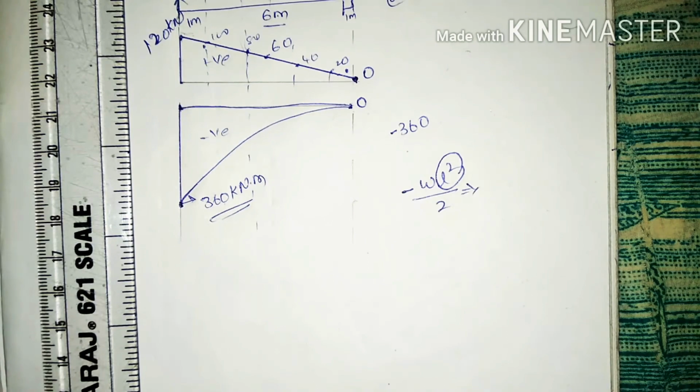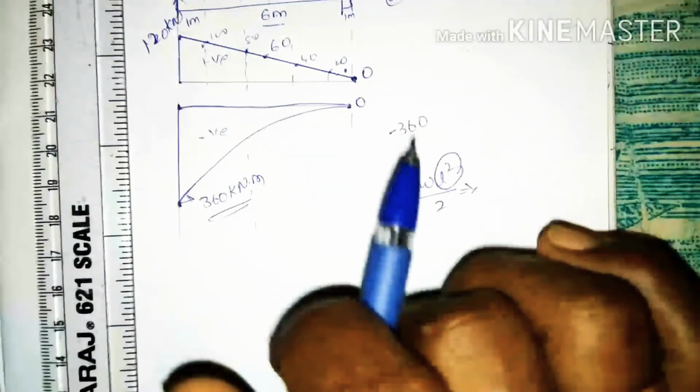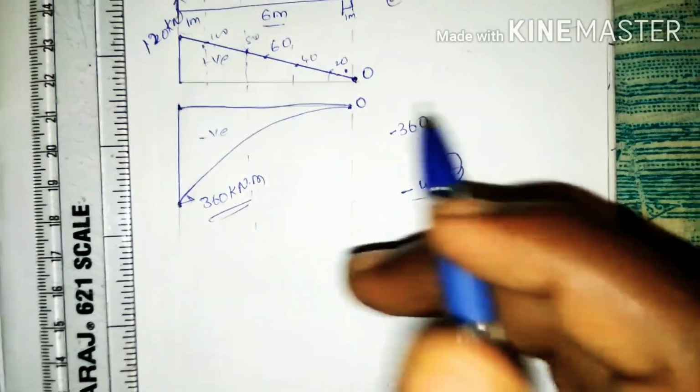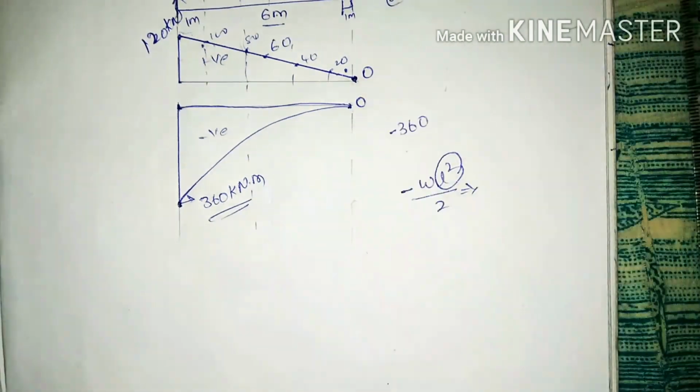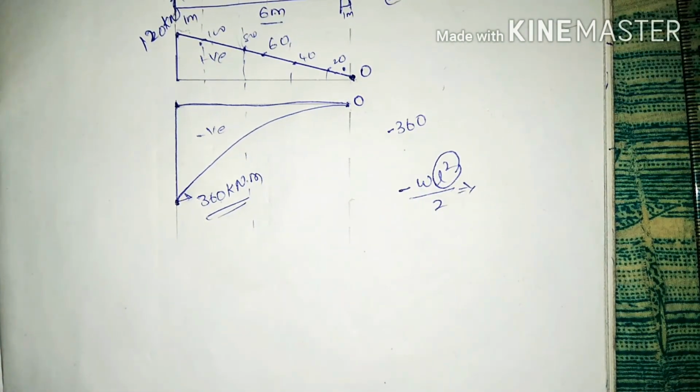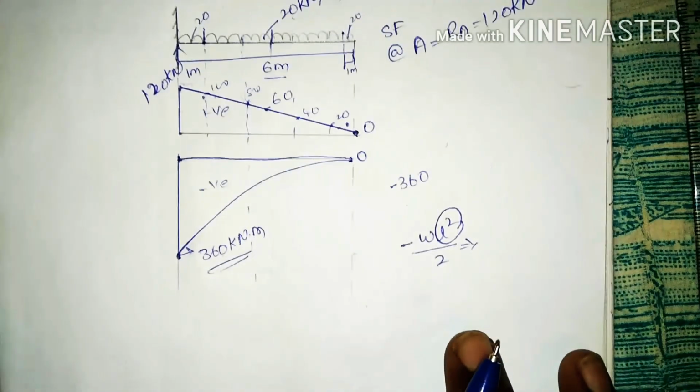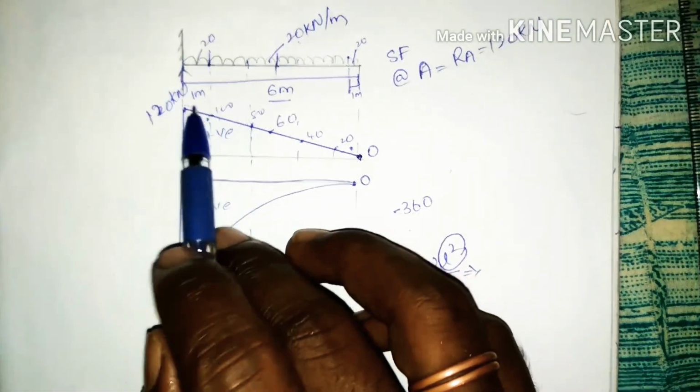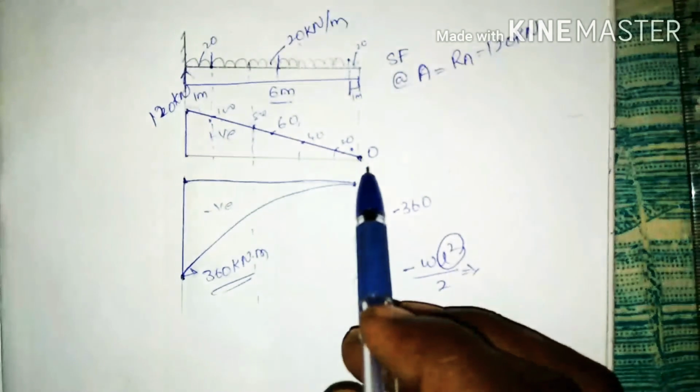This is the shear force and this is the bending moment diagram. I think this is very easy for finding the shear force and bending moment calculations, and here you can see why the shear force diagram is in a triangle manner.